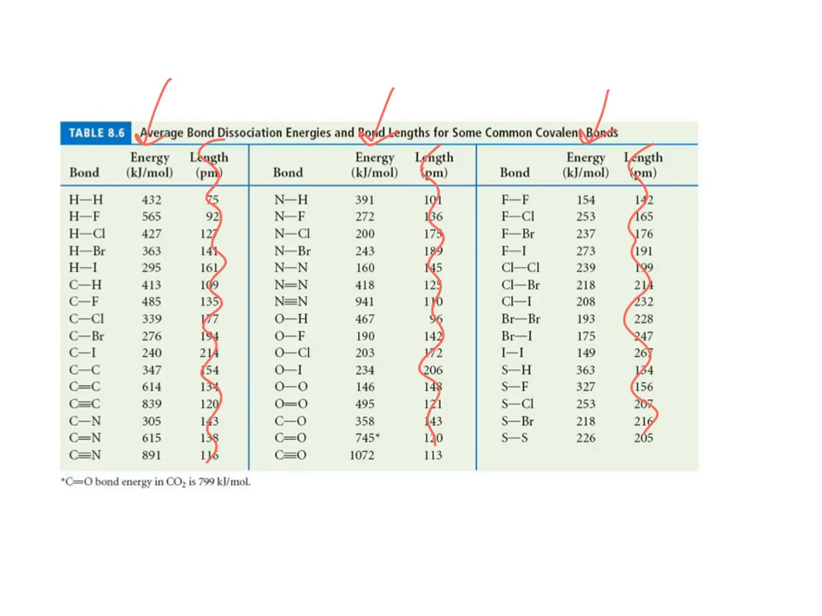Let's go ahead and find those. The carbon-oxygen bond in carbon dioxide is 799 kilojoules per mole. I need nitrogen and hydrogen, which is 391. I need carbon-nitrogen bond energies, which is right here, that's 305. And then oxygen and hydrogen is 467. So you need to look up those bond energies, and then we're going to use those to figure out delta H for the reaction.